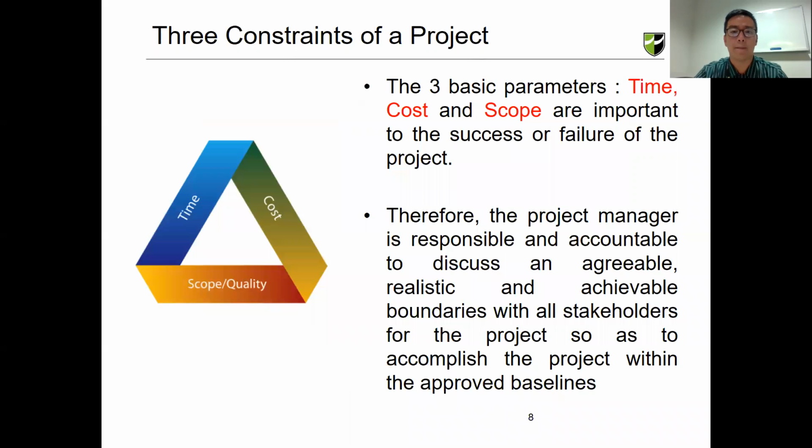Projects are bound by three constraints, or the iron triangle, as we sometimes call it. Number one, a project is bounded by time. Number two, a project is bounded by cost. And a project is bounded by quality and scope. These are the three important parameters that determine whether a project is successful or not: whether there's enough time, enough cost, and whether the quality or scope of the project is met. So these are the constraints.